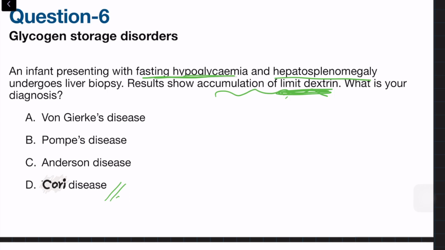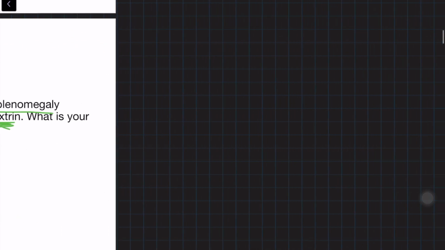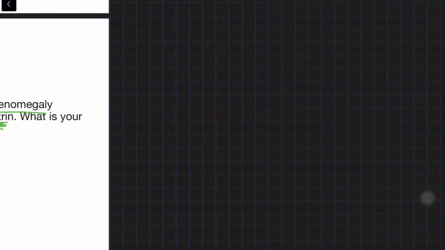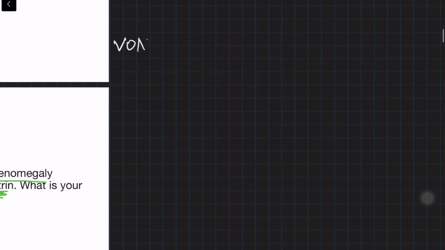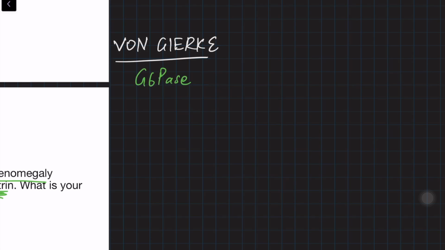So this could all be confusing, all the glycogen storage disorders. Is it that important to learn? Yes. They may ask you at least the important ones, which you need to know. Von Gierke is a very important disorder. If you forget anything else, don't forget this disorder. The enzyme defect is G6Pase. The action of G6Pase is to convert G6P into G, that is, glucose 6-phosphate to glucose.